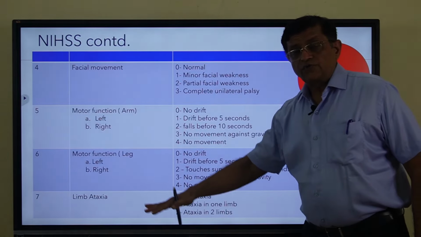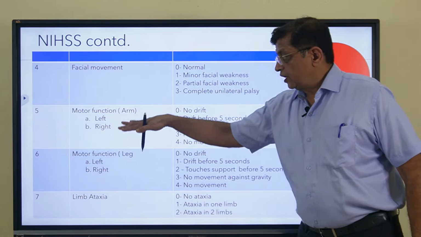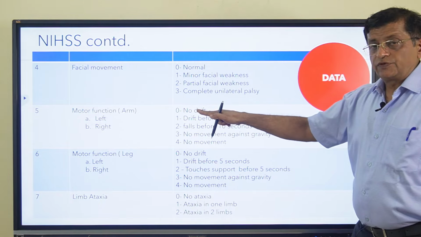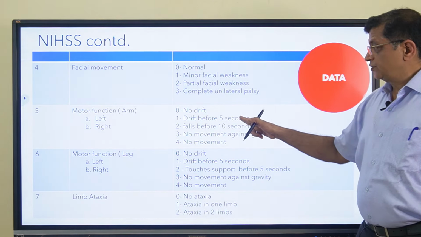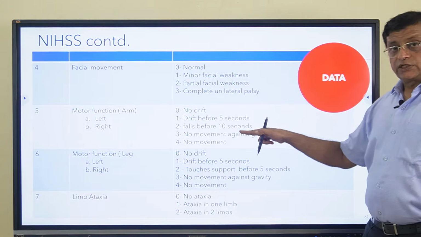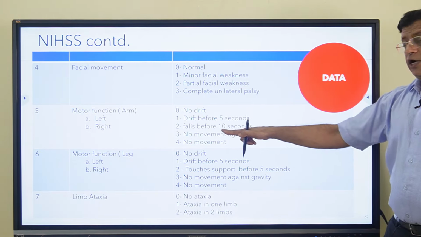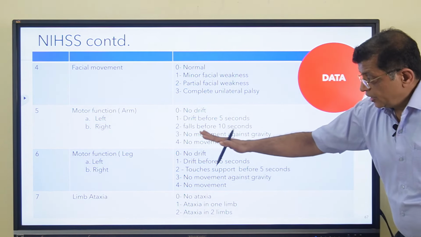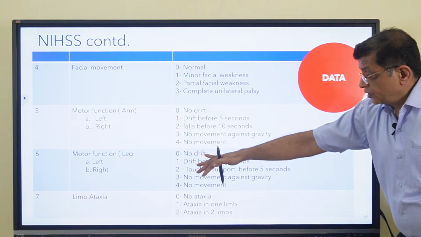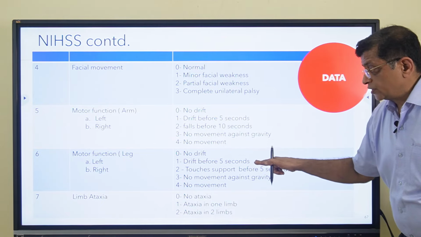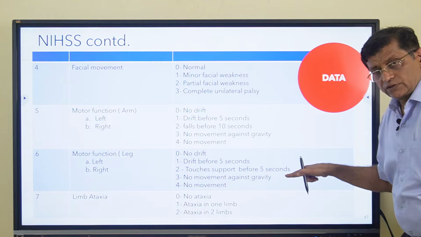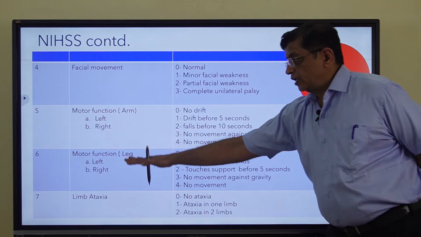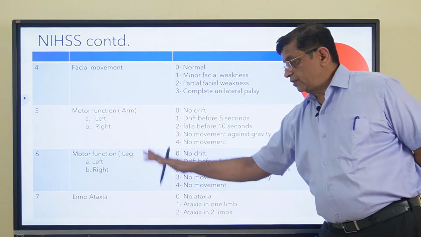Then you assess the function of each limb. You start with motor function, left arm, then right arm. If there is no drift, 0; drift before 5 seconds, 1; falls before 10 seconds, 2; no movement against gravity, 3; and no movement, 4. You do it individually for the left arm and then the right arm. In the leg, similarly 5 points. If there is no drift, 0; drift before 5 seconds, 1; touches support before 5 seconds. So slightly different from the upper limb, then no movement against gravity and no movement. You again calculate for the left leg and then the right leg.